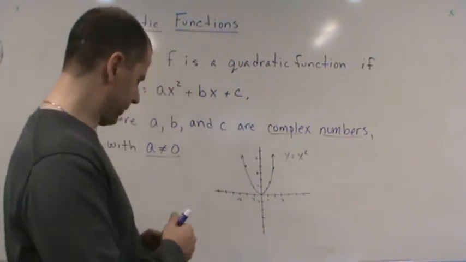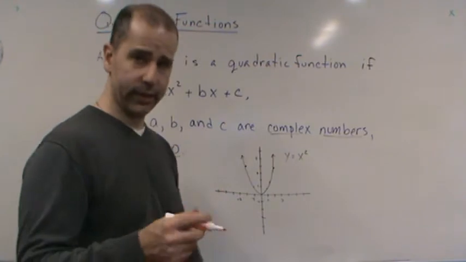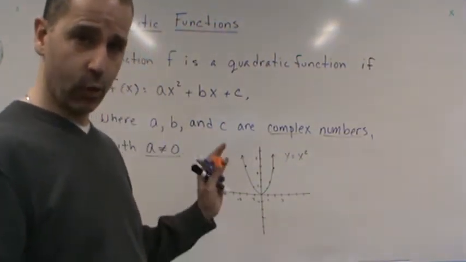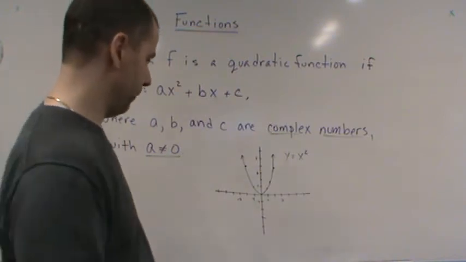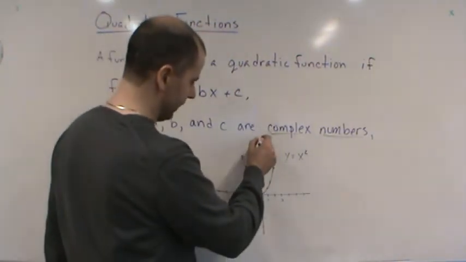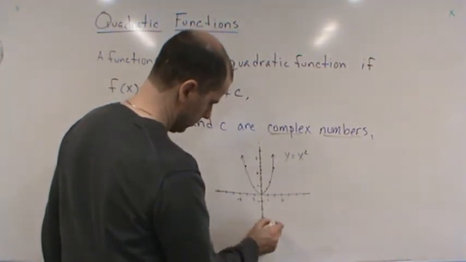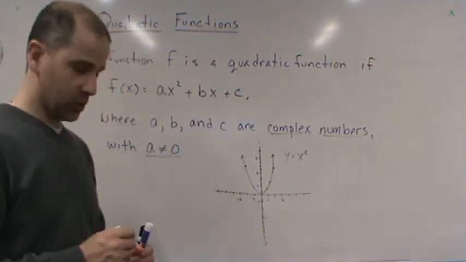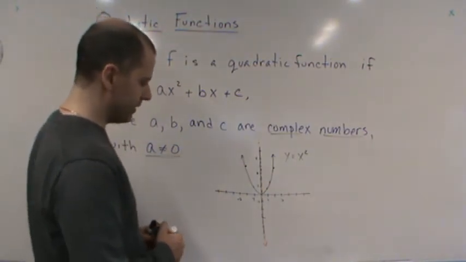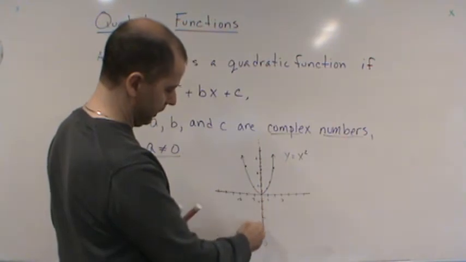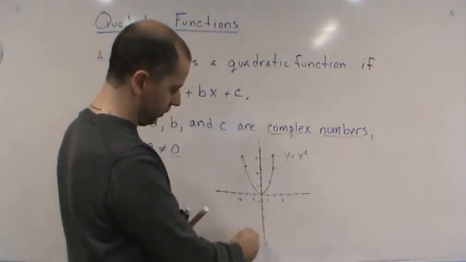One of the characteristics we haven't talked about regarding quadratics that we're now going to introduce is the axis of symmetry. The axis of symmetry is the axis that splits the parabola in half. In this case, the axis of symmetry is right along the y-axis, so x equal to 0.